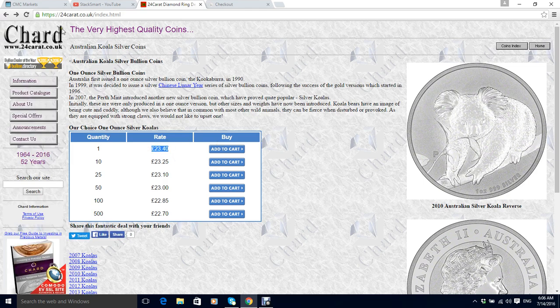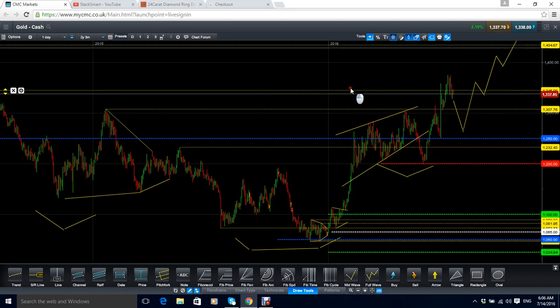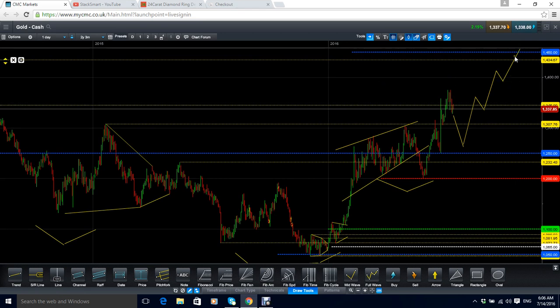2010 koalas from 24carat.co.uk. I think we're going to see a resolution on this gold price by the end of the year, up into 1450 on target. Pull that down so you can see it off this inverted head and shoulder pattern.